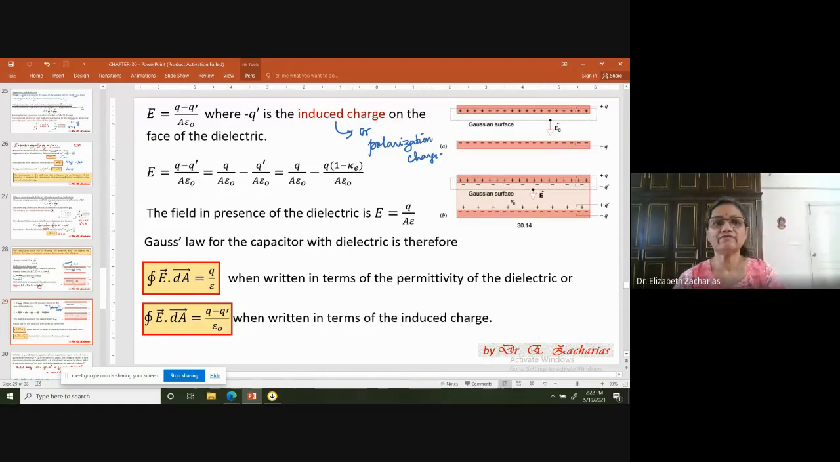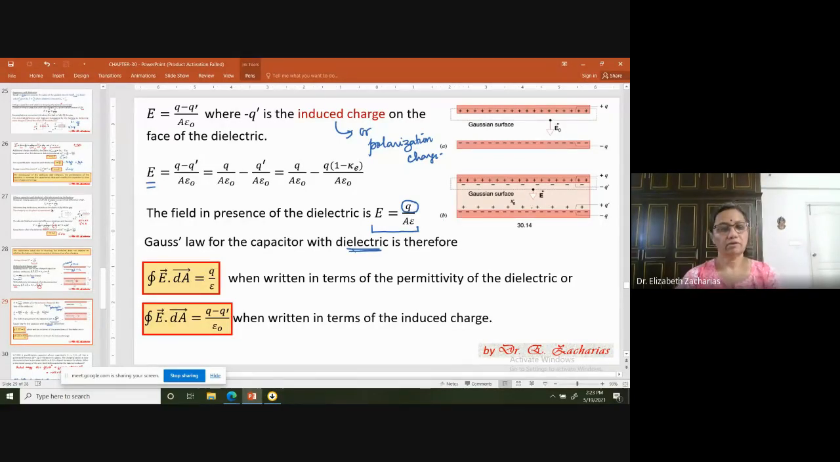Now, there is also another formula for the same E, which we have used in the previous discussion. Net electric field inside the material can also be written as Q by A epsilon. Here the presence of the dielectric is taken in the form of the property of the material, and we are not taking the polarization charge. We are only considering the free charge.